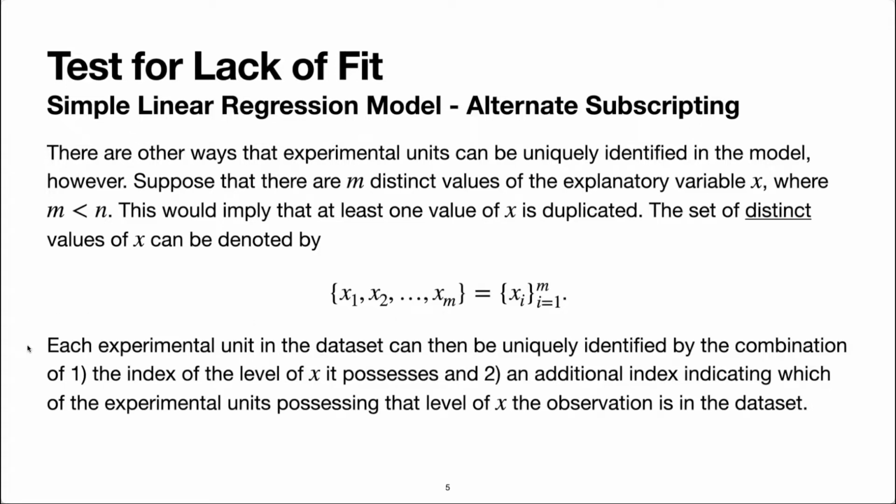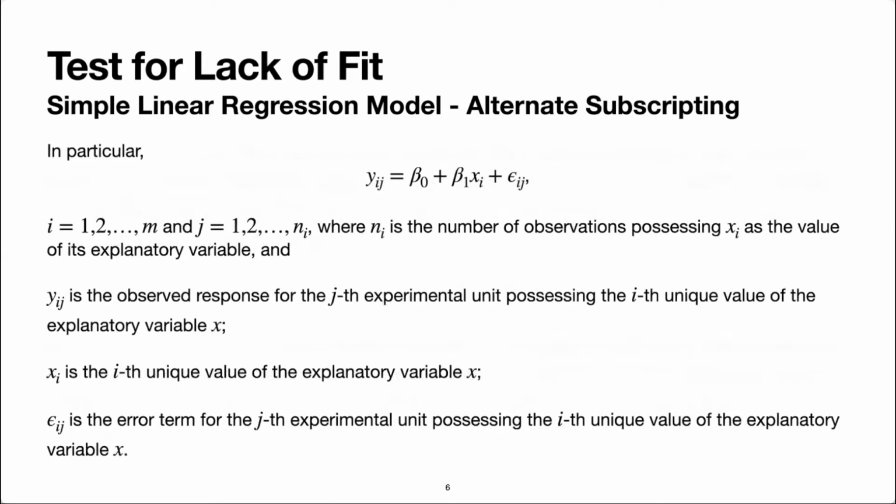Now, each experimental unit in this situation can then be uniquely identified by the combination of two indices. First, an index of the level of x it possesses, and then the second index would be an additional index indicating which of the experimental units possessing that level of x the observation is in the data set. And so let's take a look and see what this looks like. In particular, with this alternate method of subscripting, the model would look like this. Y sub ij equal to beta 0 plus beta 1 times x sub i plus epsilon sub ij.